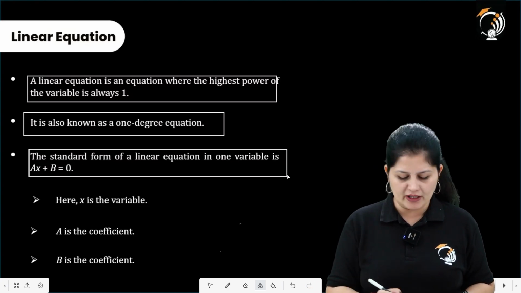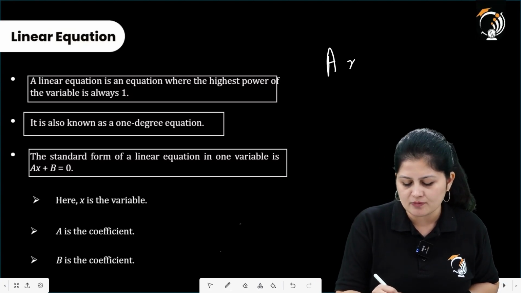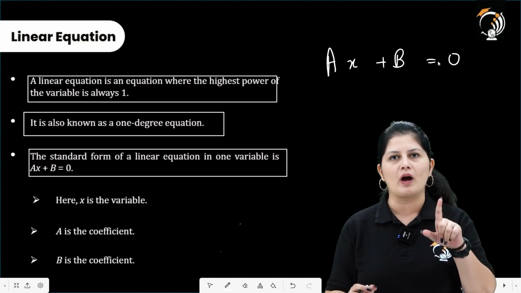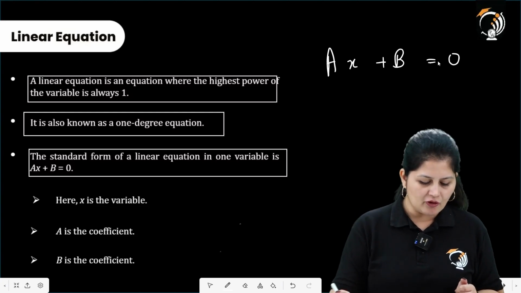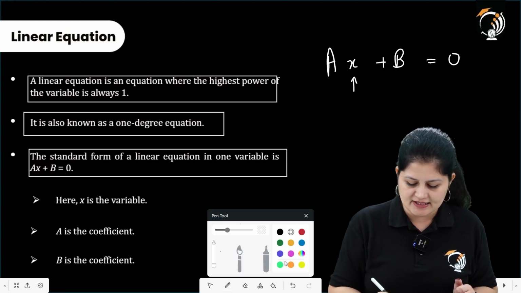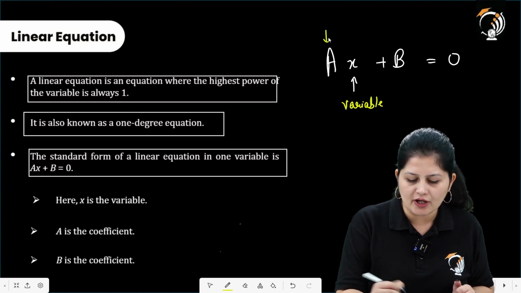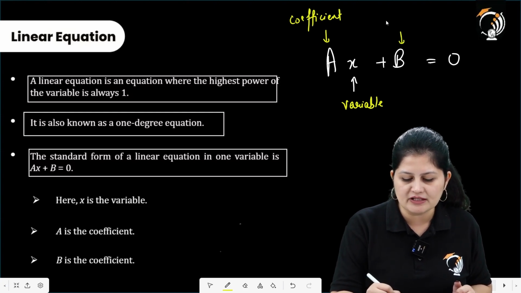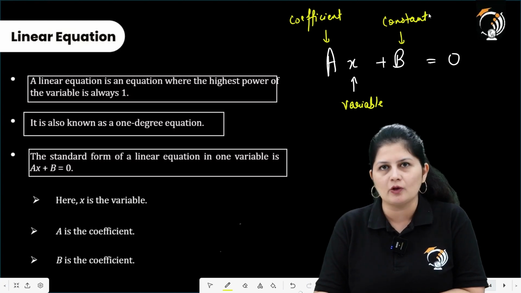to 0. What we can observe here is that the highest power of x in the form ax plus b equal to 0 is nothing but 1. For that reason only it is considered a linear equation. Is that clear? Moving forward, in this equation, x is the variable, a is the coefficient, and b is the constant. Are we clear with all the three parts of the linear equation?